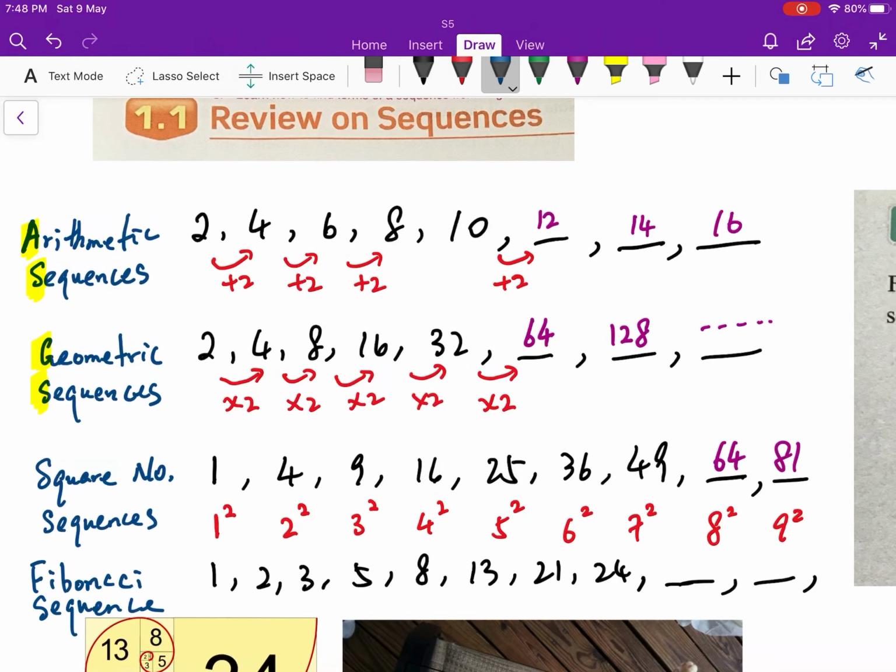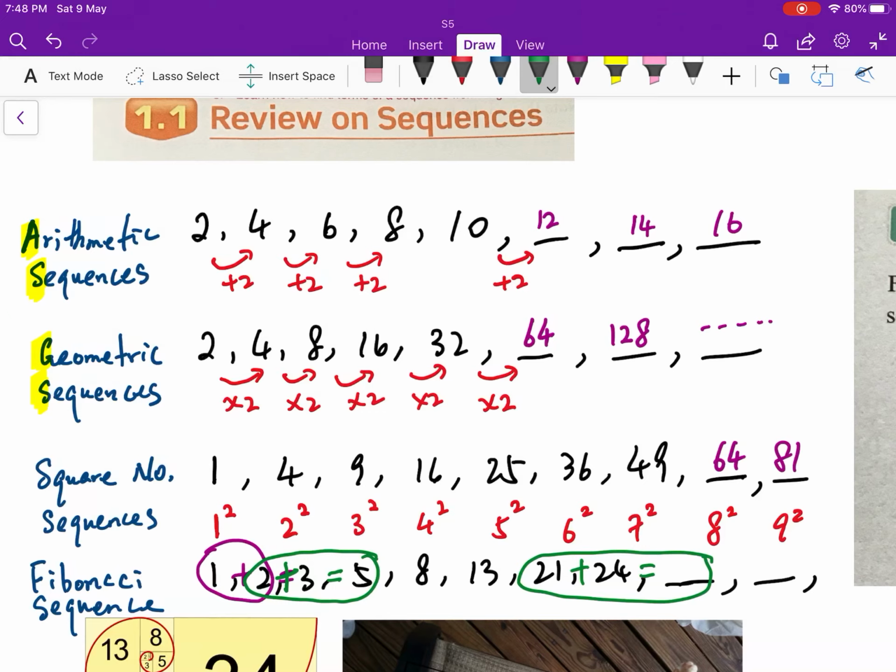So what is the property of this? Actually, the first two terms added together equal the third one. Then the next two terms added together, can you see that, will equal the next one. So this is what we call the Fibonacci sequence. So you can guess the answer of this one will be just 21 plus 24. It will be 45. Then so on to the next one.